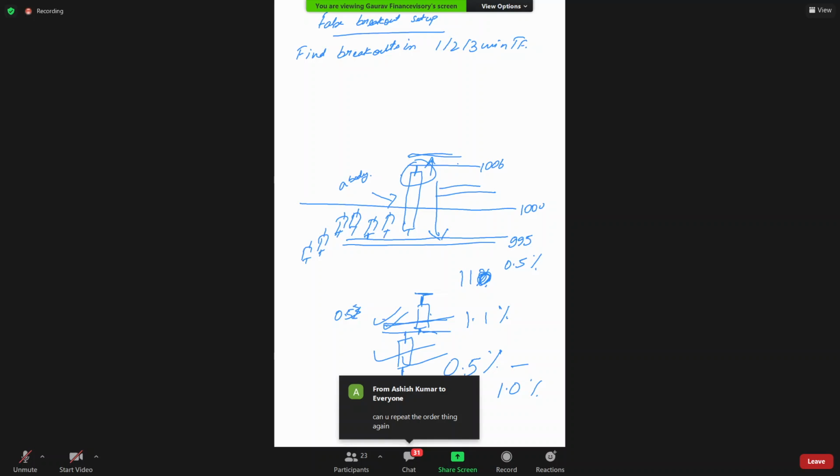Can you repeat the order thing again? Yes, so you can place SLM order type. You can place limit plus CO. You can place limit plus normal and then place GTT for it. That's it. That's all you can do.